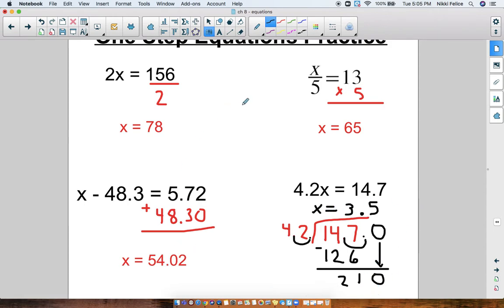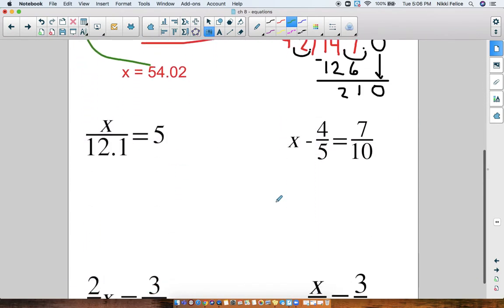So now, of course, if we wanted to double check our answers, we would re-plug in that x value. So for here, I would put 78 right up in here and do 2 times 78 to make sure it works. I would put 65 up in here to make sure it works. That 65 divided by 5 equals 13. Over here, I could put 54.02 minus 48.3, and that would give me 5.72. And for the last one, I would plug this in so that I would be doing 4.2 times 3.5 to make sure it equals 14.7.